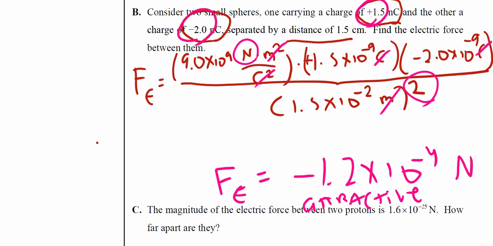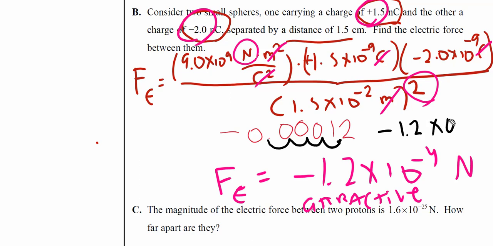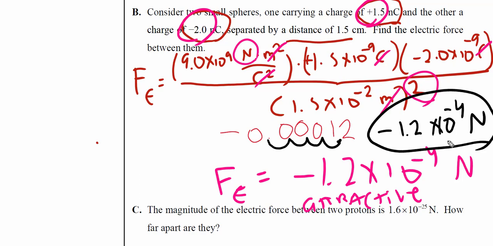You may have also gotten the answer negative 0.00012, which you would have to then make into scientific notation. So you'd move this 1, 2, 3, 4 spots, and that's how we get the negative 1.2 times 10 to the negative 4 newtons. Okay, so just be aware of that.